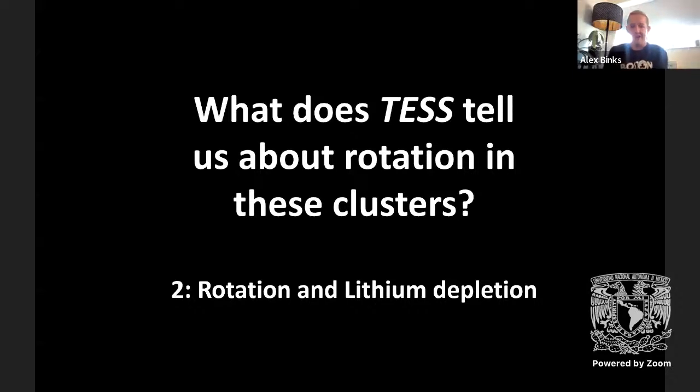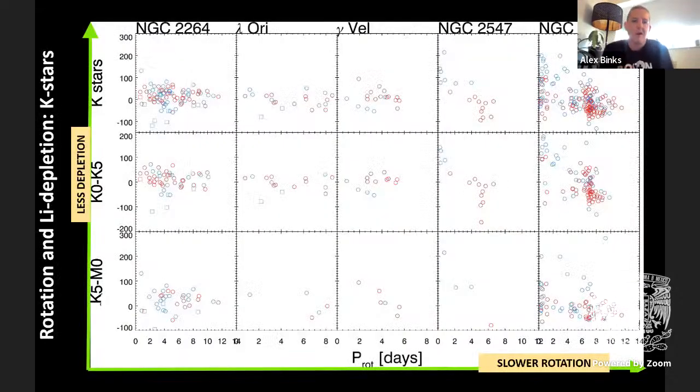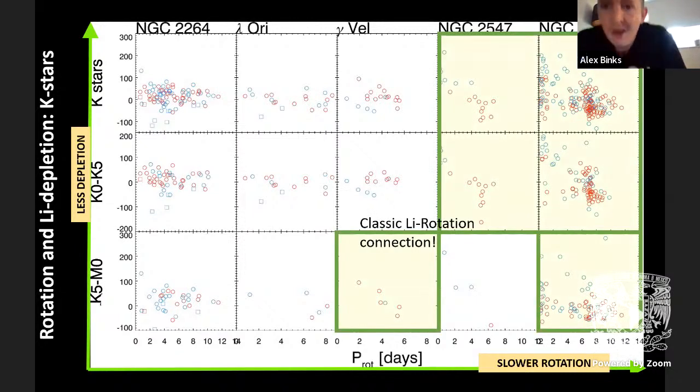How about rotation versus lithium depletion? What we're looking for here with some of these clusters is, do we replicate the lithium rotation connection that's already been seen in the clusters? And the answer is yes, for some of them, perhaps these ones. So here we've got N2547, a 35 million year old cluster, and we can clearly see that the brightest stars are the fastest rotators. So this adds to the collection and adds to the combined understanding of the lithium rotation connection. We see it at around 35 million years.